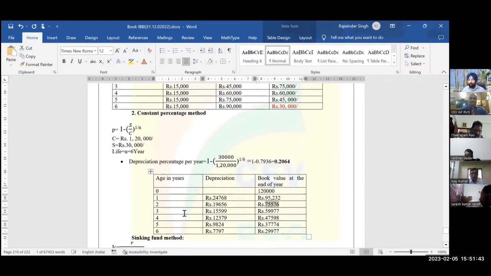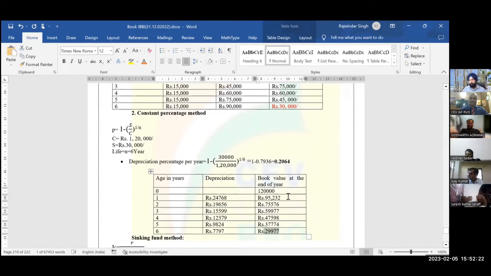And now again in the next year, depreciation will be applied on 75,576 multiplied by 0.2064. It is 15,599, and the balance is 59,977. So if you go on applying every year, see at the end, what is left after 6 years? It is approximately 30,000. 29,977 is approximately equal to 30,000.